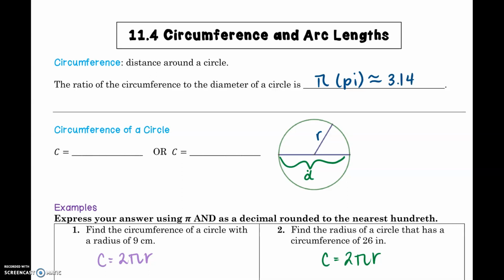So the circumference of a circle, there's two formulas. If we're given the diameter of the circle, we're just going to do pi times the diameter. If we are given the radius of the circle, we are going to do 2 times pi times the radius.